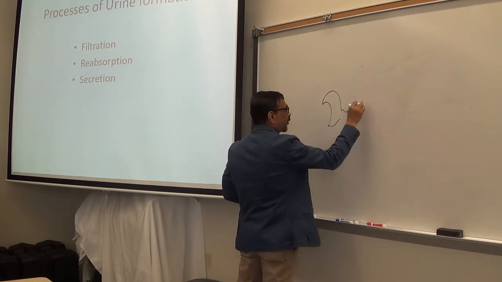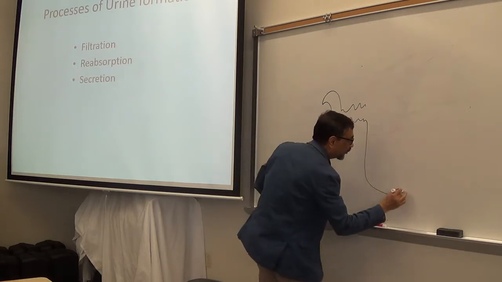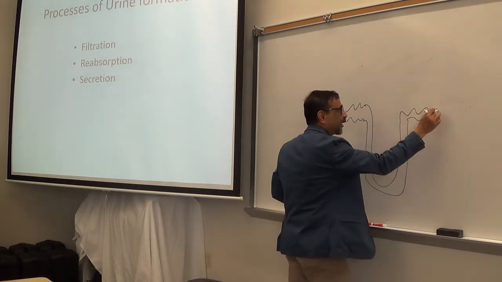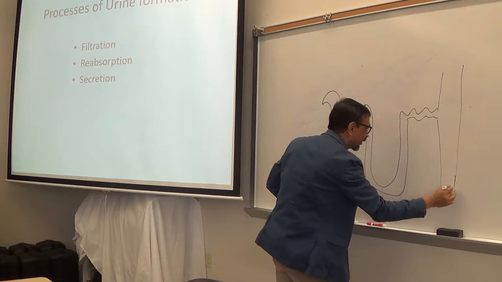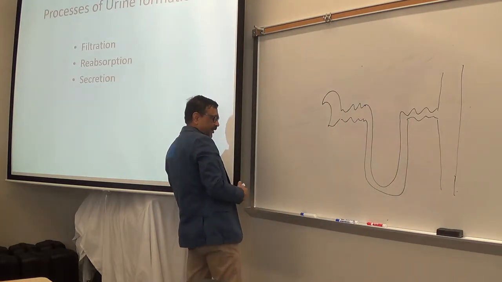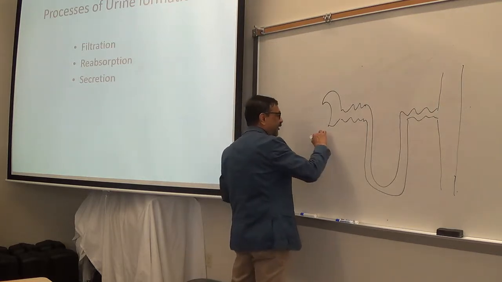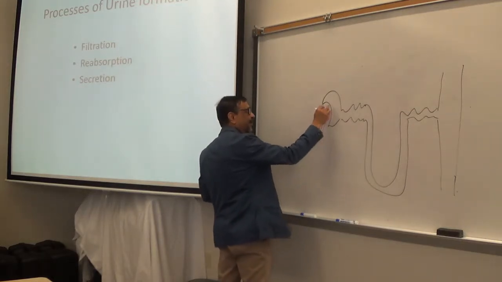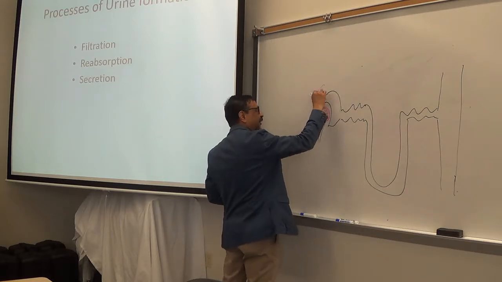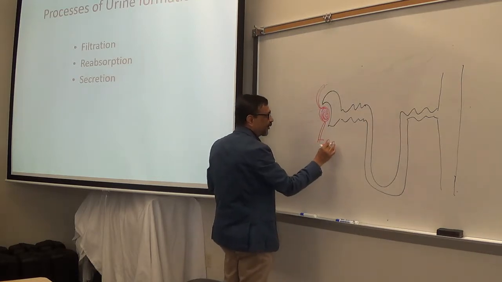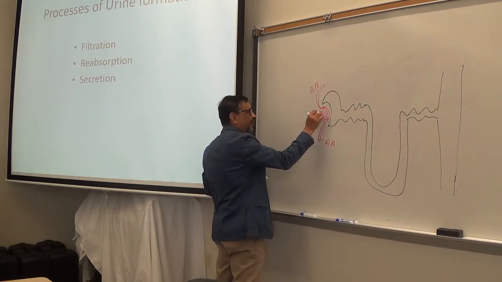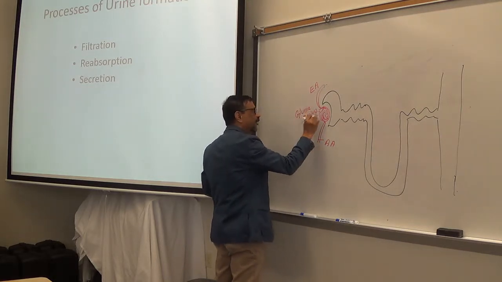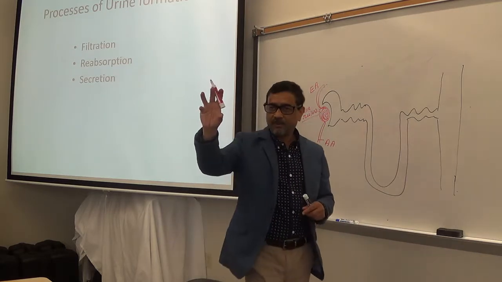This is the Bowman's capsule, proximal convoluted tubule, then the loop of Henle, then the distal convoluted tubule, and the collecting duct. Okay? So this is a nephron. And you also remember that afferent arteriole forms a tuft of capillary or ball of capillary that is called the glomerulus, and then efferent arteriole. So this is afferent arteriole, this is efferent arteriole, and this is the glomerulus. Okay? The capillary ball or tuft of capillary.